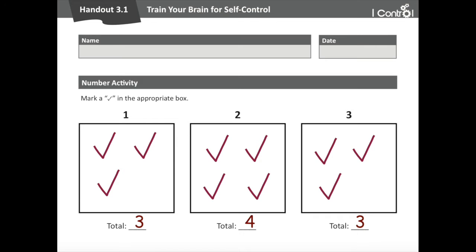For most people, it's harder to put a check in the right box after the rule changes because they have trained themselves to use the first rule. In other words, it became automatic for them to look at the number and see the value of the digits. It requires more self-control to get the numbers correct after the rule change because you're fighting an automatic response.